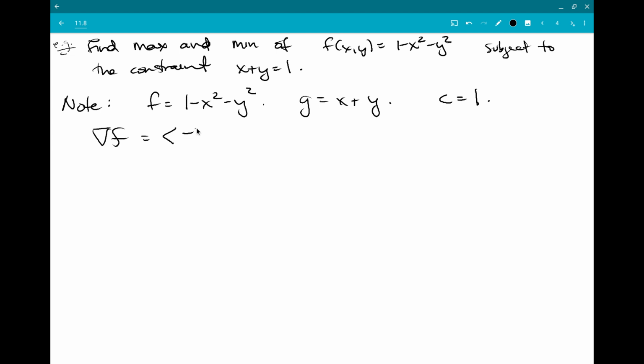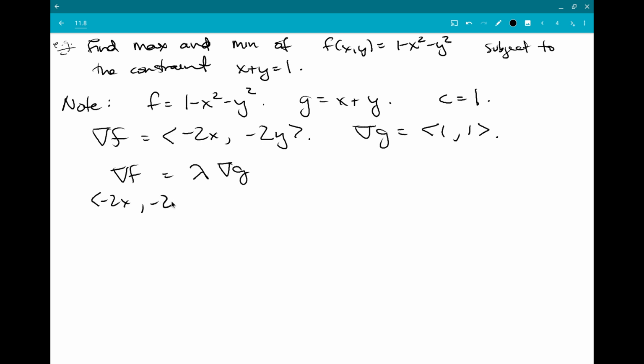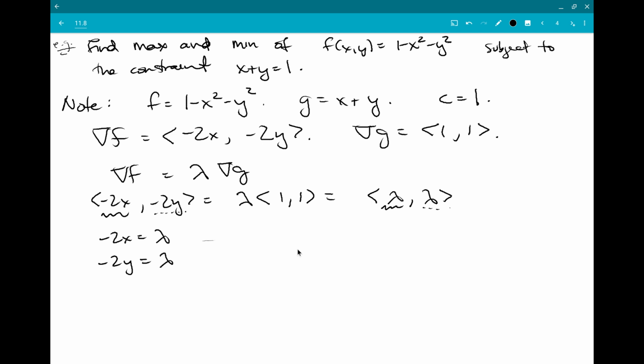And my gradients are going to be that grad f is minus 2x, minus 2y, and grad g is just 1, 1. So if I want to set these two things equal, grad f equals lambda grad g, I'm going to have minus 2x, minus 2y is equal to lambda times 1, 1. But we know that random numbers can pop inside vectors, so that's equal to lambda, lambda. And so this is going to give me two equations because I can't combine the different components of my vector. That's going to give me minus 2x is equal to lambda, and minus 2y is equal to lambda. And my original equation still has to be true, that x plus y is equal to 1. So I have three equations with three unknowns.